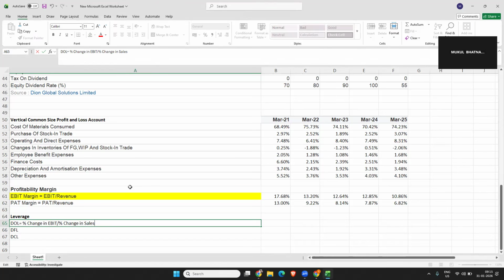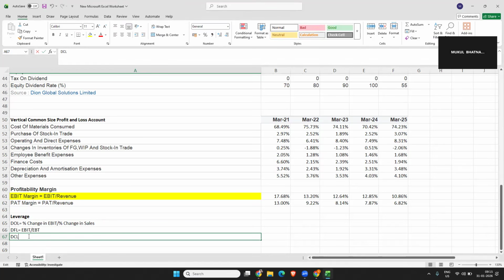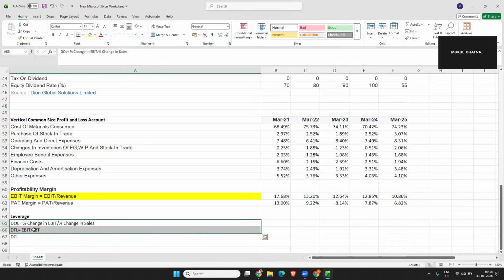Now we have degree of financial leverage. So you can write the formula for reference, then we will apply. Degree of financial leverage is EBIT divided by EBT. Degree of combined leverage is the multiplication of degree of operating leverage and degree of financial leverage. So I'm not writing the formula separately. I will just multiply these two things and then we will proceed further.